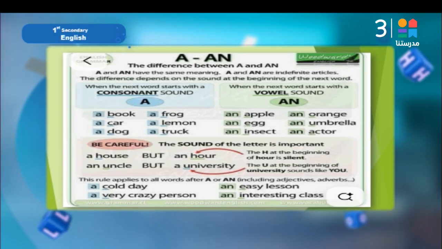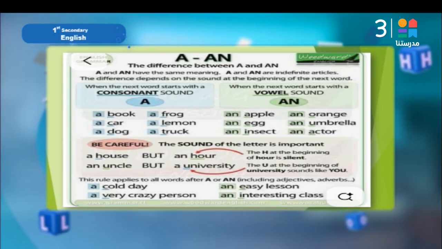So we go back and say that for a or an, we use them according to the sound that begins the next word. The beginning sound of the next word, according to it we use a or an. Don't forget. Nobody should forget, because this is the exam trick.